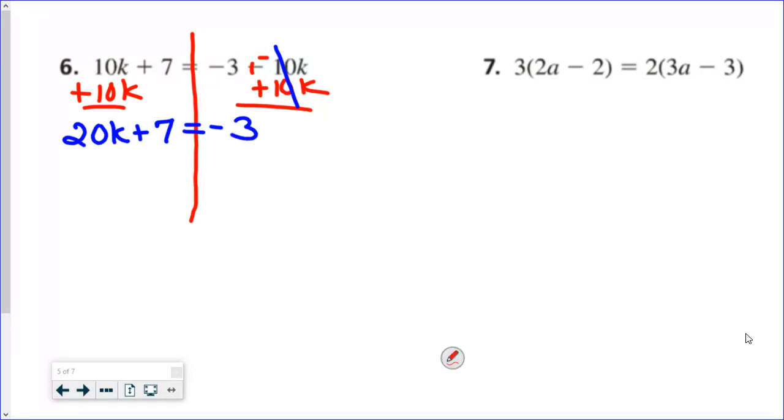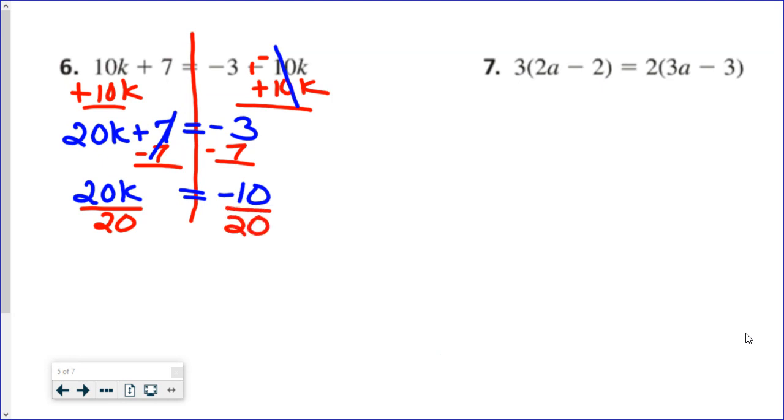Okay, now I'm going to minus 7 from both sides. Okay, and I get 20K, those go, equals negative 10. Now be careful. Some of you are going to be like, I know, it's 2 or negative 2. No, it's not. When I divide by 20, what is negative 10 divided by 20? That's actually negative 1/2 or negative 0.5. So that's just a normal one solution. Only one solution works.